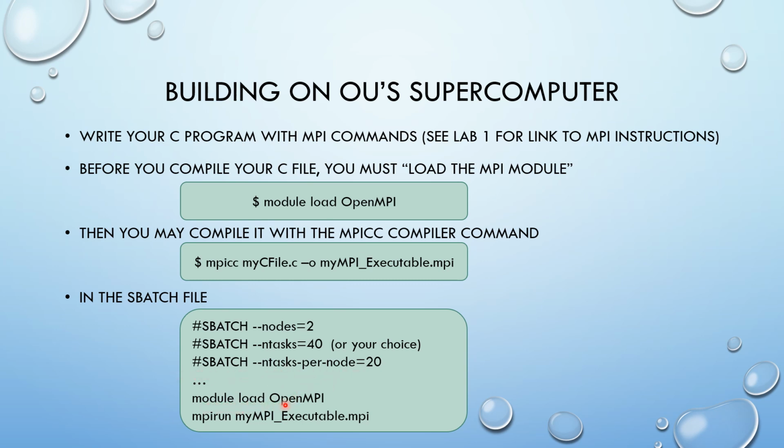And once again, you'll load the Open MPI library, and then you can use the mpirun command to run your executable. And this executable right here is the name from the compile command up above. So all of this down here goes in the sbatch file. That's what you submit to the computer. All of this is the process of interactively compiling the code.